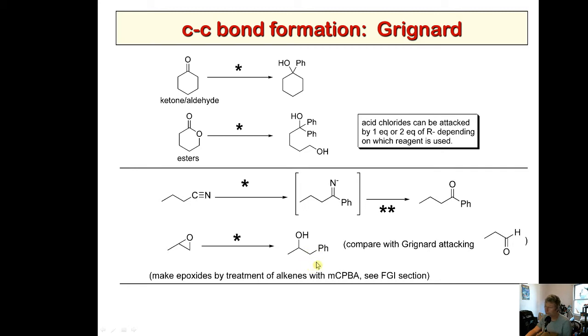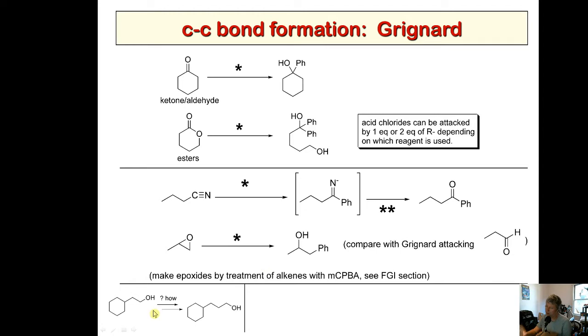Okay. And then how do we make epoxides? MCPBA, right? MCPBA is the way that alkenes are converted to epoxides. Right, and we'll talk about that in the functional group interconversion section. FGI, functional group interconversion, which converts, in this case, an alkene functional group to an epoxide functional group.